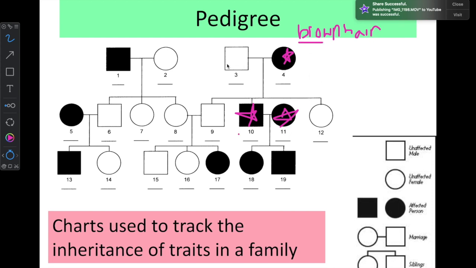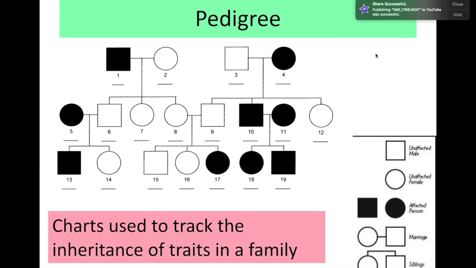3 does not have brown hair because it's not colored in. So it'll tell you which ones. That's why some of them are black and some of them are white. The black ones usually mean an affected person, affected with whatever trait that is, and it's used to track those traits in different family trees. Pedigrees are really helpful. It's like a tool, just like the Punnett square.